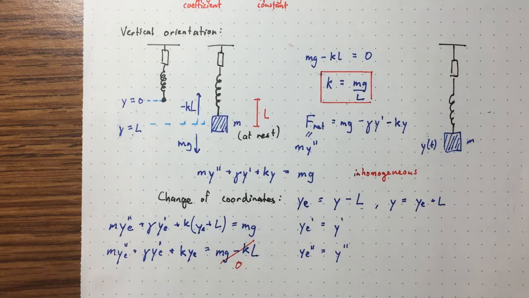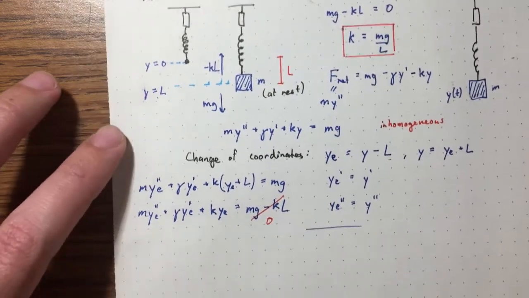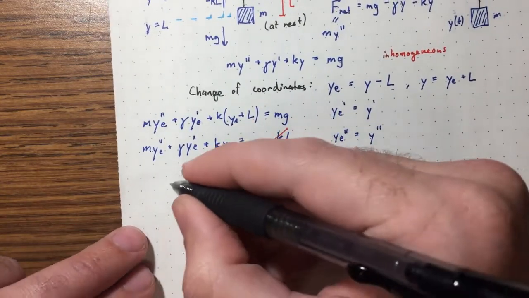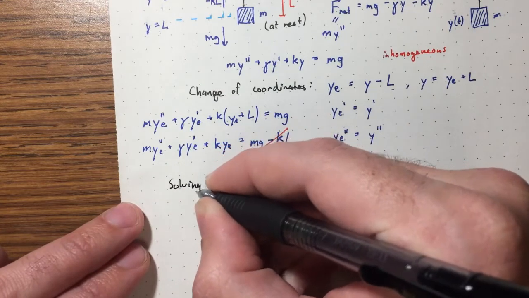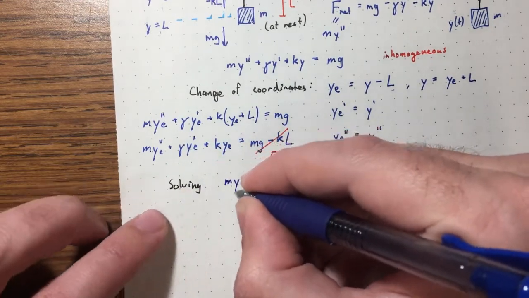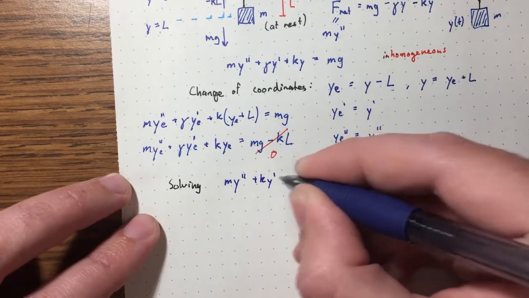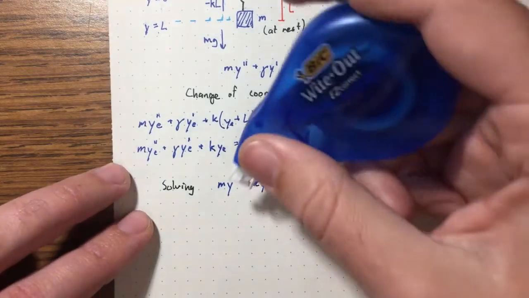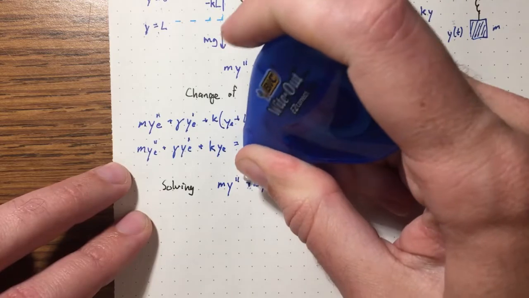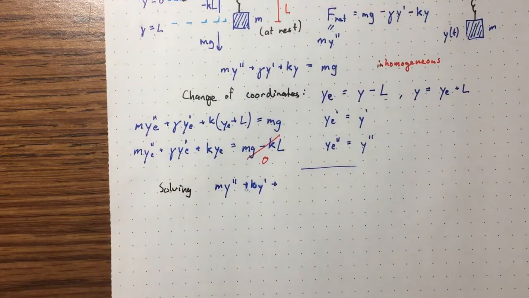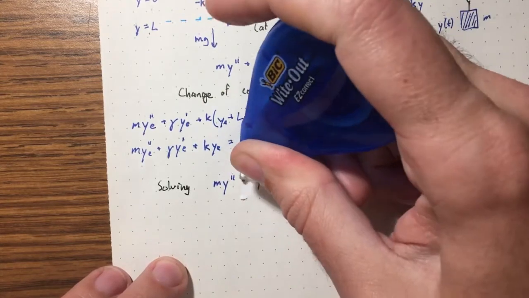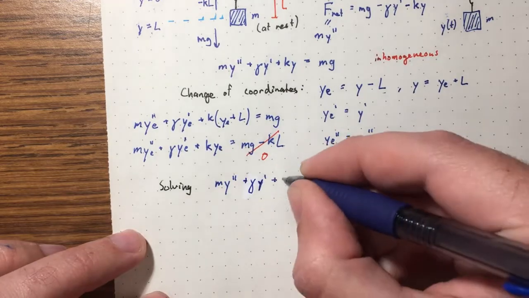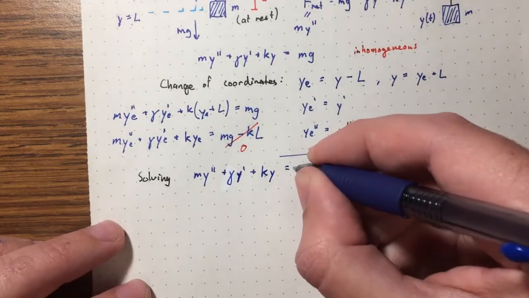Okay. So how do we solve the mass spring equation? Let's do solving this equation. I'll just call it my double prime plus gamma y prime, sorry, not ky prime. That should be my damping coefficient, not my spring constant. This should be the damping coefficient, gamma. Here's my spring constant, plus ky equals 0.